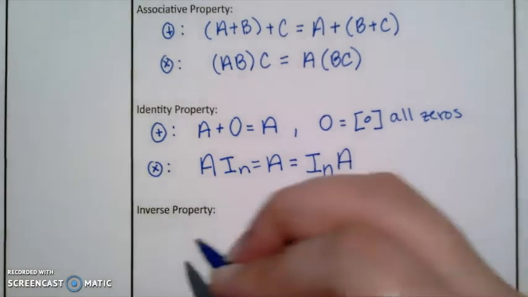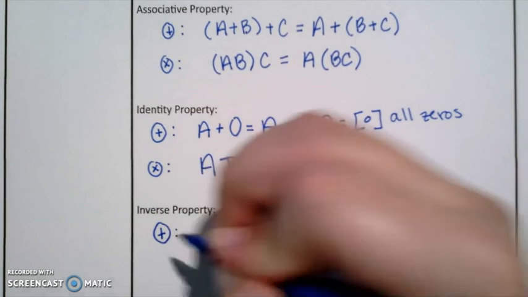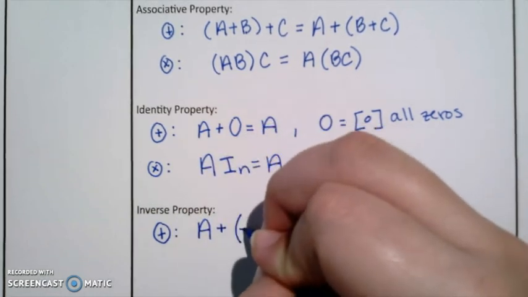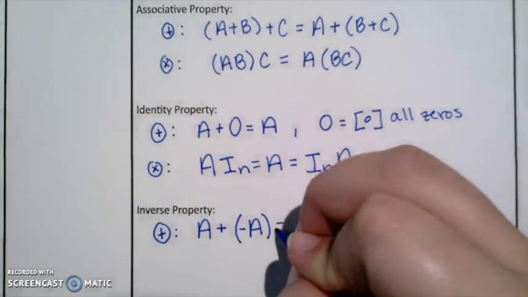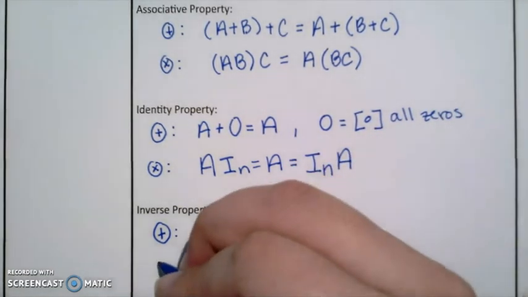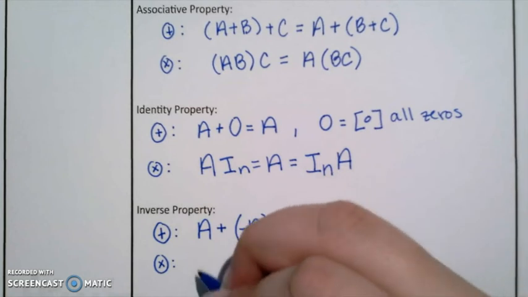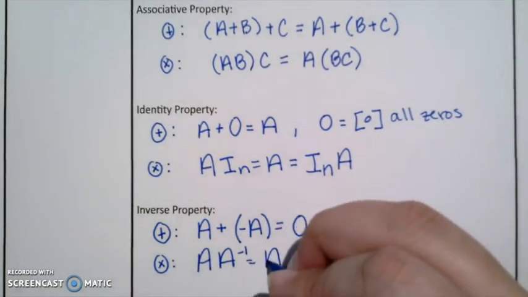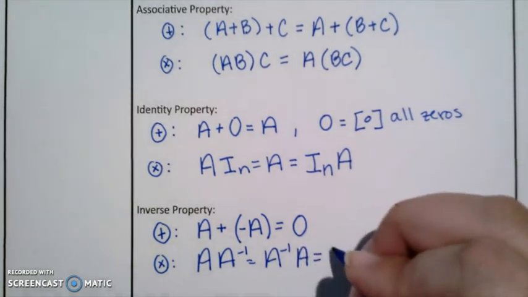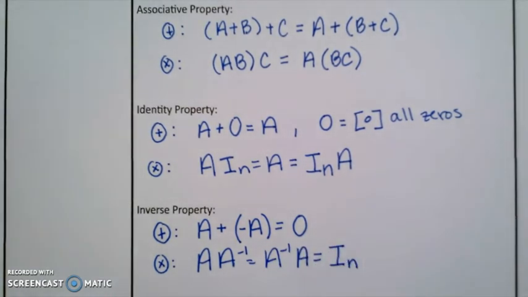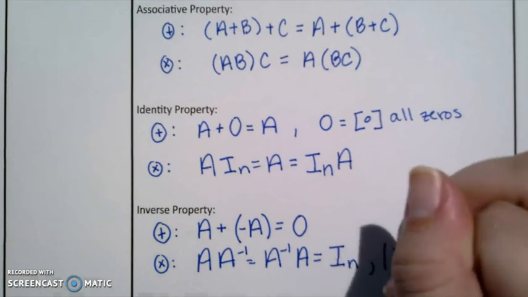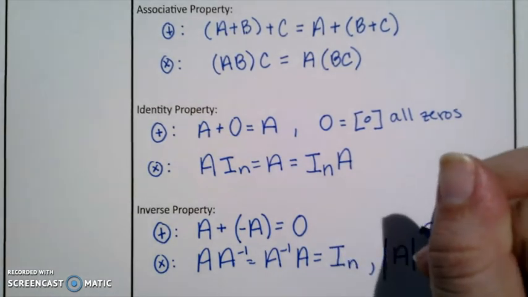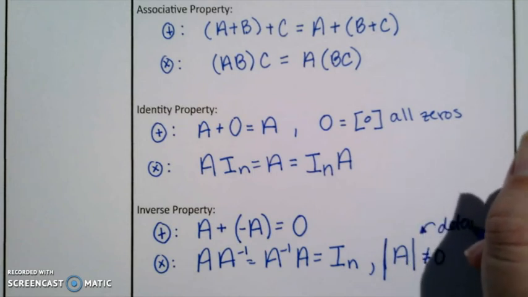Okay, the inverse property for addition, we would say that if I have a matrix A, I can add -1 times matrix A, and it will give me the 0 matrix. And for multiplication, if I have A times its inverse, that's the same as the inverse times A, which should give me the identity matrix. And remember, this only works if the determinant of matrix A is not 0. So this is another notation for determinant.